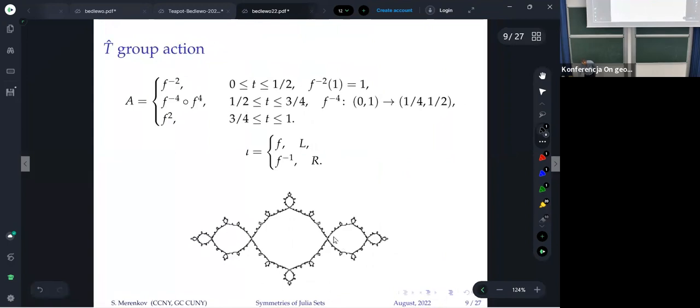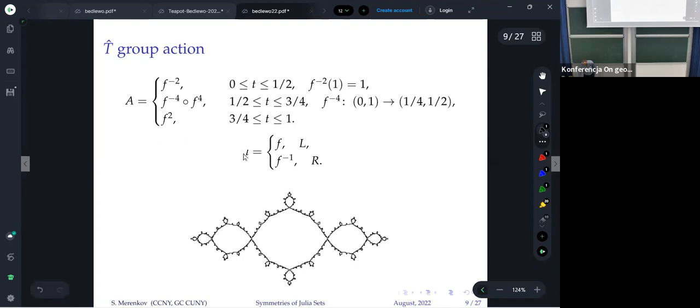And then on this part, we have f^-4, f to the 4. So think of it as slope 1, right? Slope 1. And finally, on this part, it's slope 2, right? And we define the action on the whole Julia set using this piecewise formula. And you can also define it similarly for B and C as well. For B and C, I didn't specify it here on the slide, but you can.